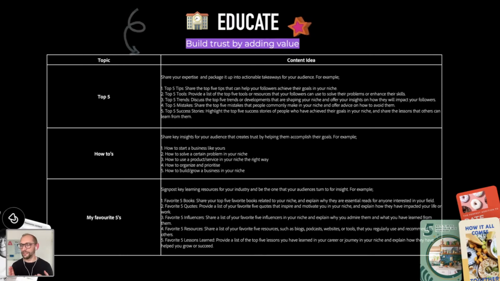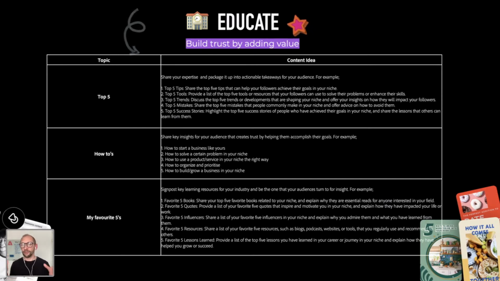Anyway, a few examples, like top 5 content. Always love this. Top 5 tips, tools, trends, your top mistakes, top success stories, really quick, digestible content that helps. Your target audience will look at that and go, that really resonates with me because these are the problems I've been facing. Once again, it goes back to making sure you know who you're trying to serve, minimum viable audience, and the kind of things that they're struggling with.